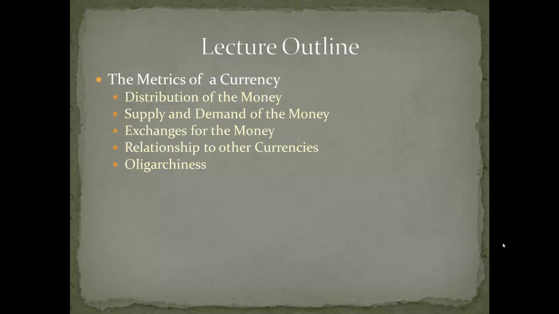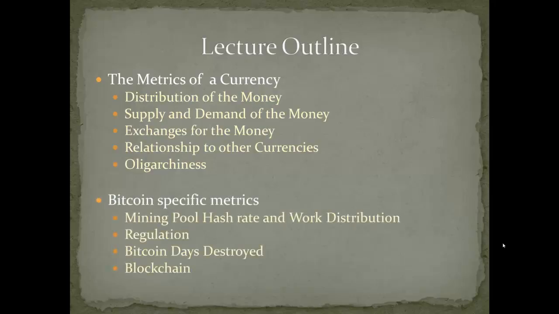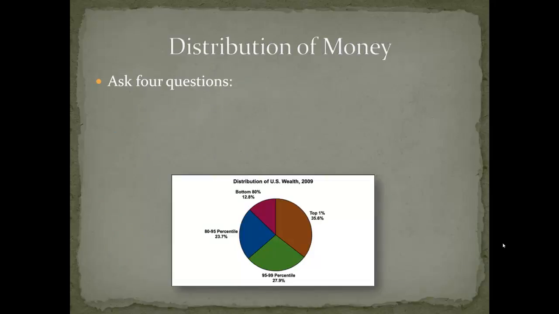Whereas, for example, a currency backed in gold with no central bank would be a low oligarchalness currency, because regardless of people's attempts, no one entity is probably going to be able to significantly influence the supply of the money, nor the demand of the money, or its value in terms of other currencies. That will be determined by just simple economics. And then we have Bitcoin-specific metrics. For example, mining pool hash rate, work distribution, regulation, Bitcoin days destroyed, which is a metric we'll discuss in a bit, and the blockchain, which is another really wonderful pool of metrics that I'll go ahead and discuss in a bit. Okay, so let's begin with the distribution of money.